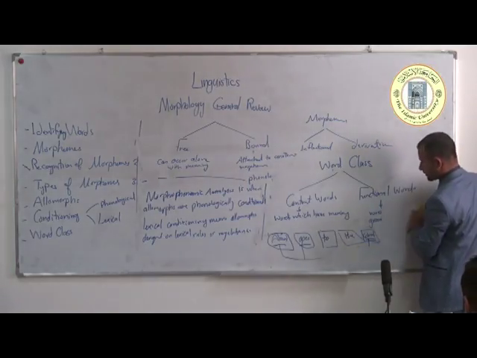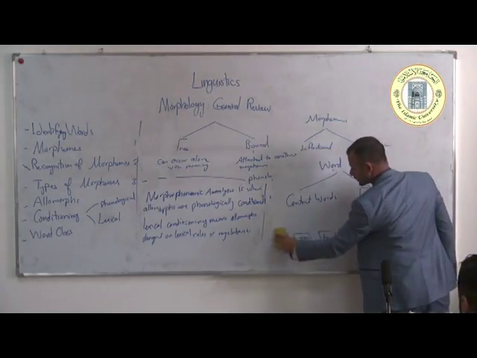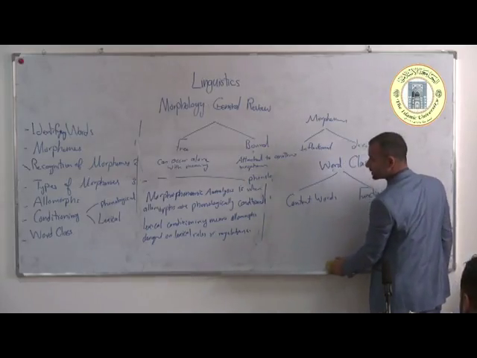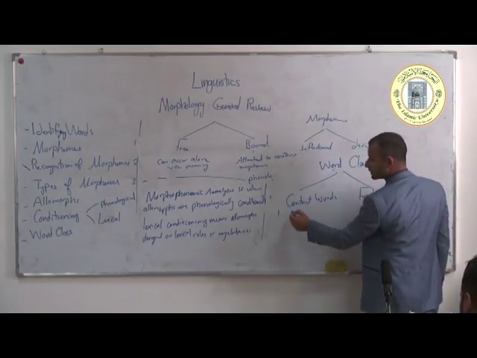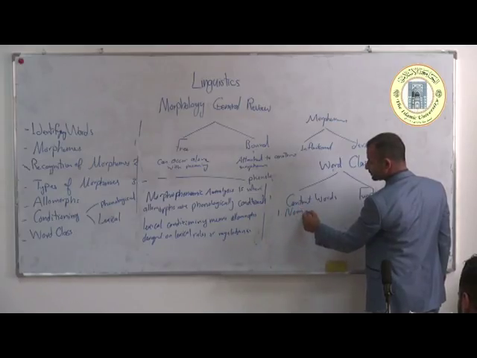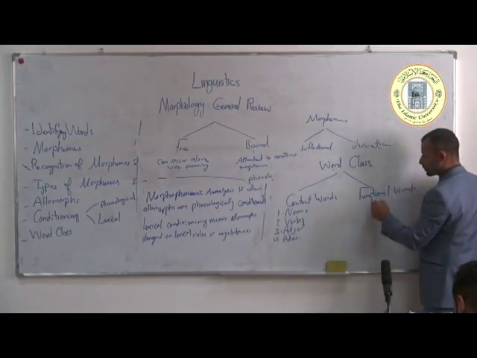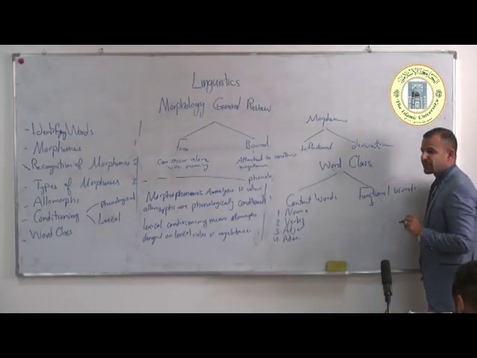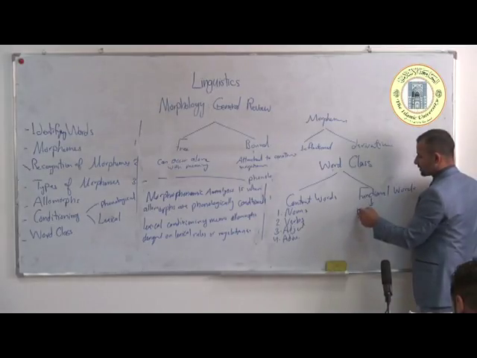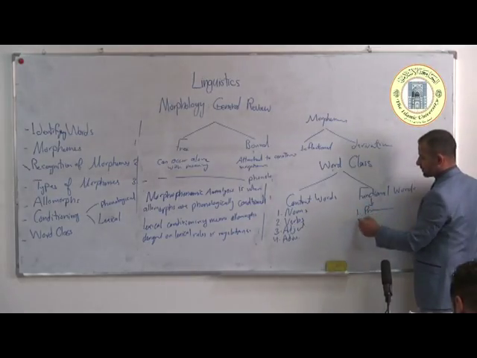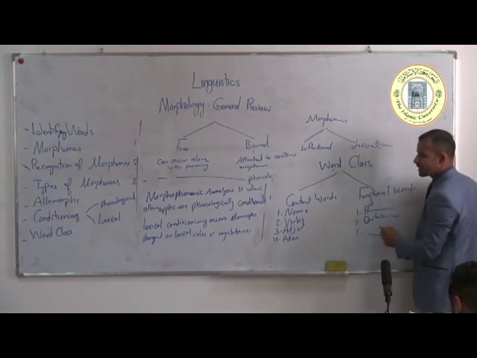Content words are specified. For example, class 1, nouns. Class 2, verbs. Class 3, adjectives. Class 4, adverbs. While functional words are sometimes hard to define: articles, prepositions, determiners, auxiliaries, and so on.